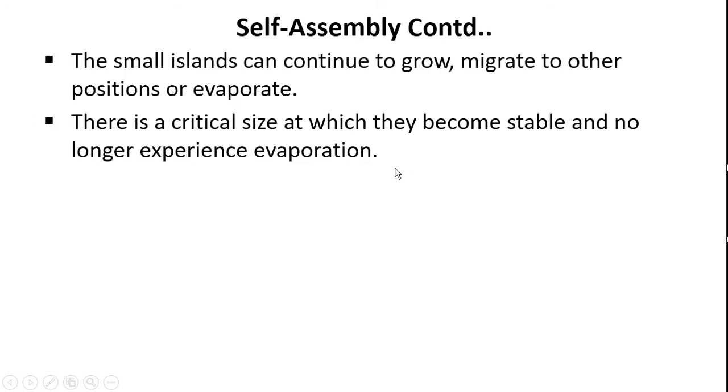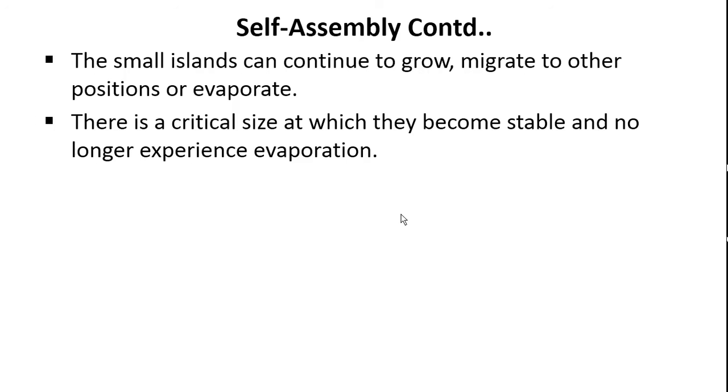I told you already, this size of the formation, the cluster formation, layer by layer growth or island formation, reaches a critical size at which the evaporation on the surface no longer takes place, and the system becomes stable. The island formed due to the particle deposition reaches this critical size when there is no evaporation.